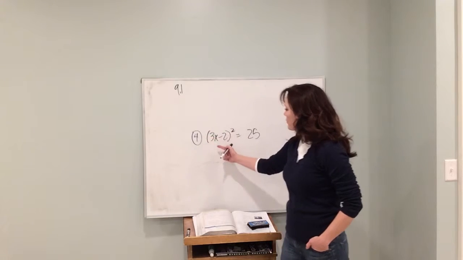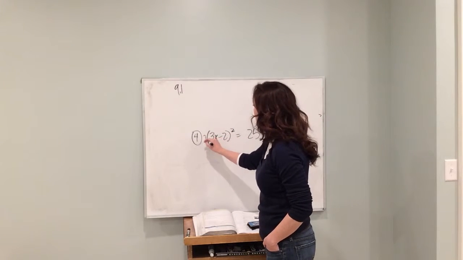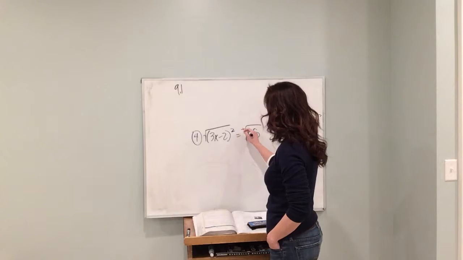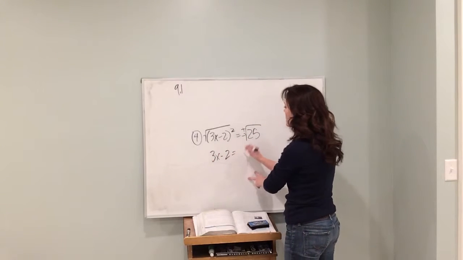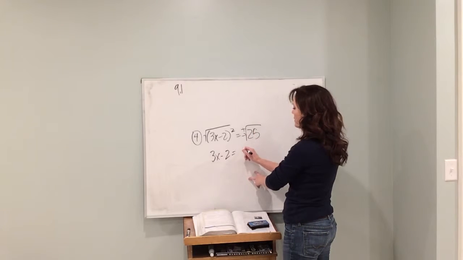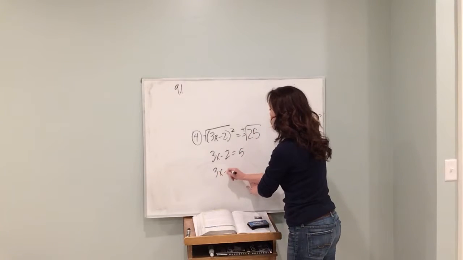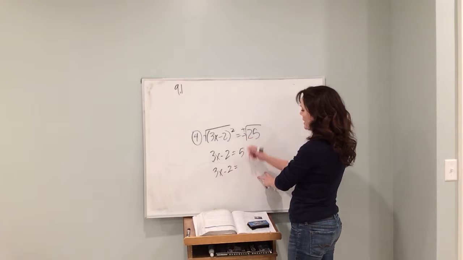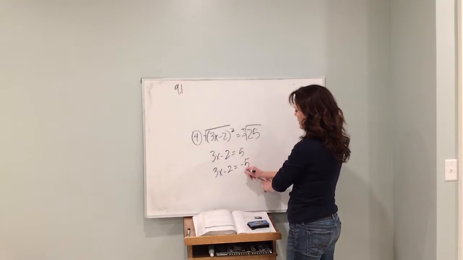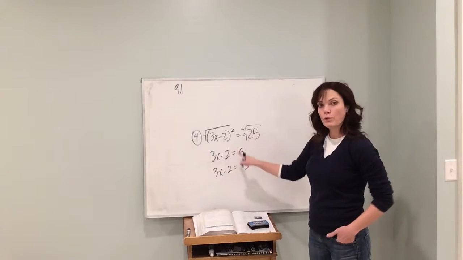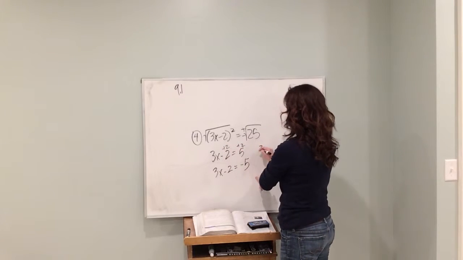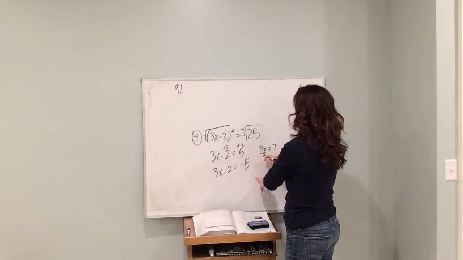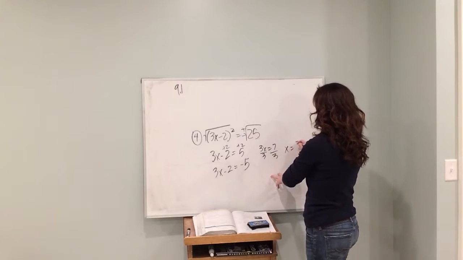This side is perfectly squared, so I can square root both sides. Don't forget the plus minus. When I do that, I have 3x minus 2 equals positive square root of 25, which is 5, and I also have 3x minus 2 equals the negative square root of 25, which is negative 5. Then you're going to solve each of those equations to find the actual answer. Plus 2, so I have 3x equals 7, divide both sides by 3, x equals 7/3.